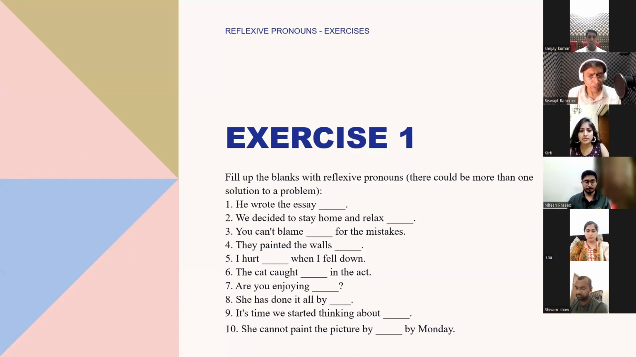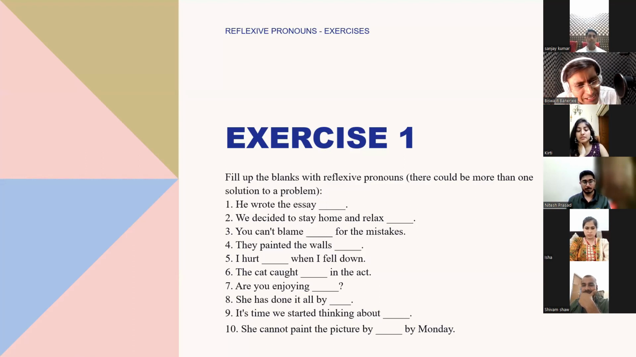So, fill up the blanks with reflexive pronouns. There could be more than one solution to a problem. Written very clearly. I'll solve the first one for you, and then come back to you to solve the same problem again. I know you'll hear the solution from me, but still I'll come back to you and ask you to give me the solution of that first problem.